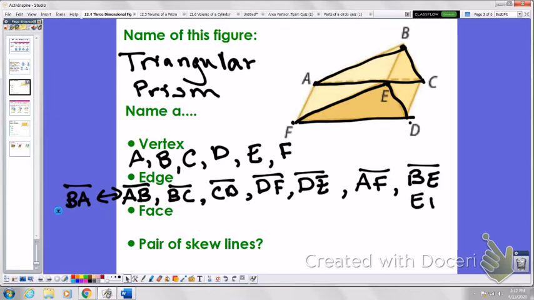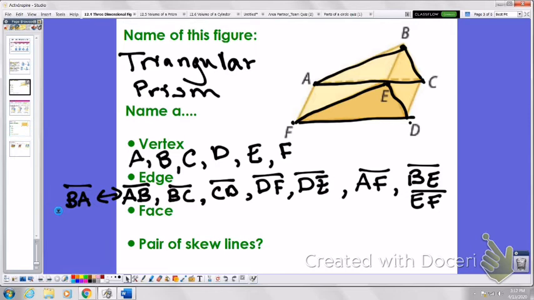Looks like I missed EF here, so it's line segment EF. Okay, so your edges are just your sides. Again, you're naming two of the vertices that create a side when connected, and make sure we put our line over top, representing that it is a line segment.